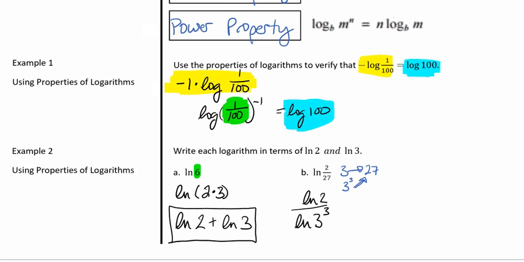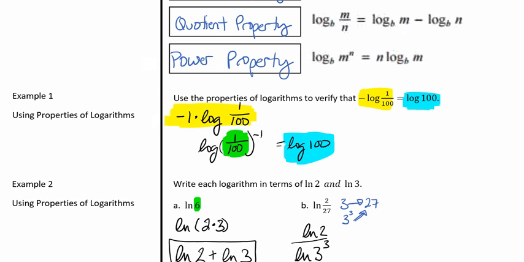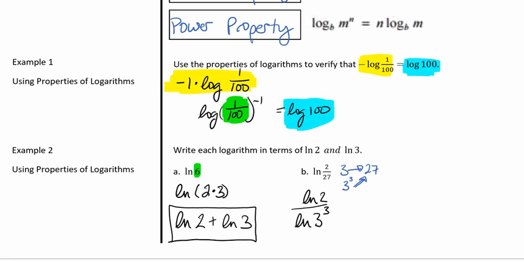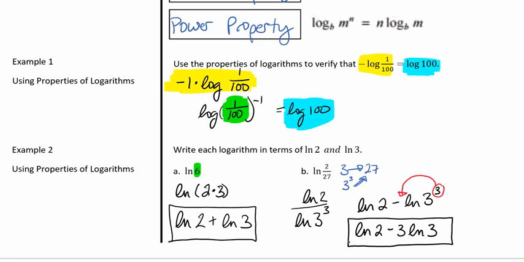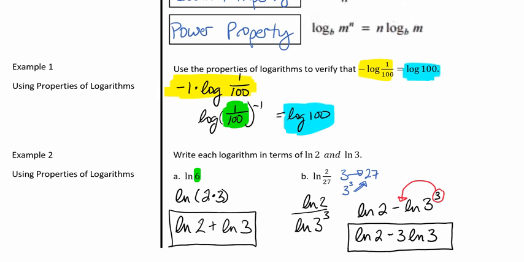From there, I can rewrite that. I'm going to be using the quotient property, which means that when they're being divided, I can write it as a subtraction problem. So this is going to be the natural log of 2 minus the natural log of 3 to the third. But I'm not done. I can also use the power property, and I can take my exponent here and put it in the front. So this is rewritten as the natural log of 2 minus 3 times the natural log of 3. And now it's been rewritten using my properties in terms of the natural log of 2 and the natural log of 3. So our properties can come in very, very handy and very, very useful.